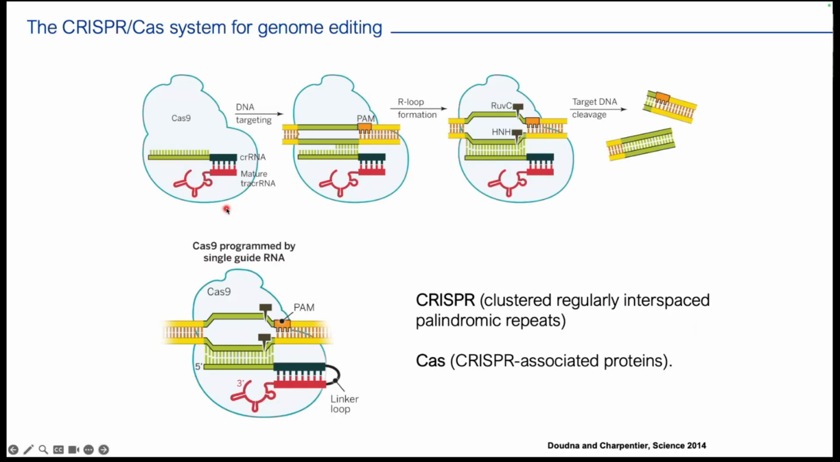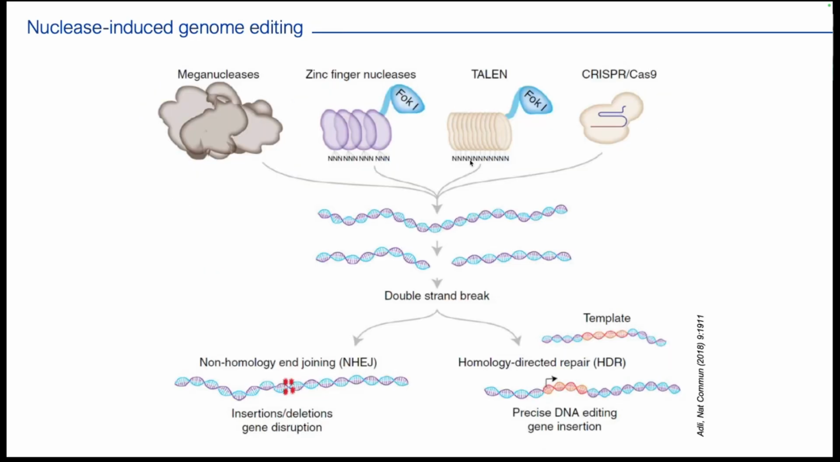So what we need is an RNA that will target the desired sequence. We need the enzyme. And so when this complex of the protein with the RNA finds the target sequence in the vicinity of a PAM signal, then there is the cleavage of this double-stranded DNA. So this is the mechanism of CRISPR for cutting DNA.